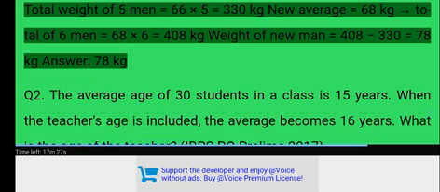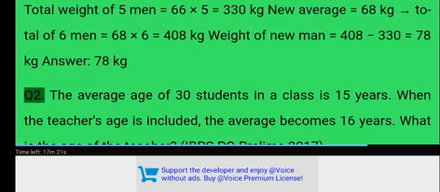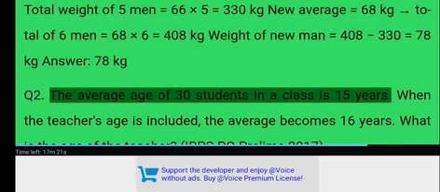Total weight of 5 men equals 66 times 5 equals 330 kg. New average equals 68 kg, so total of 6 men equals 68 times 6 equals 408 kg. Weight of new man equals 408 minus 330 equals 78 kg. Answer, 78 kg.